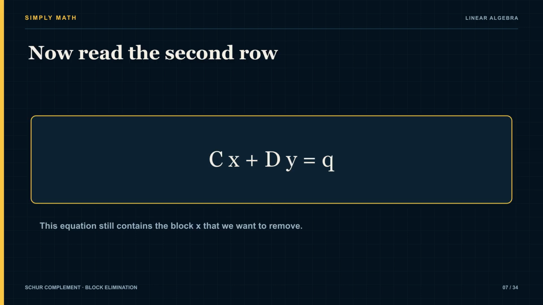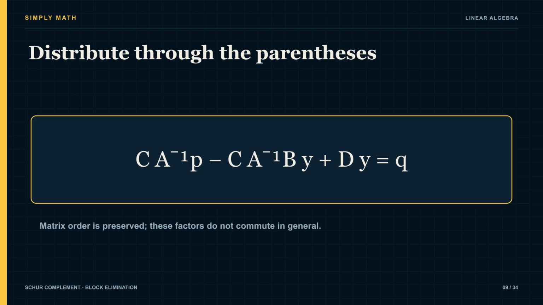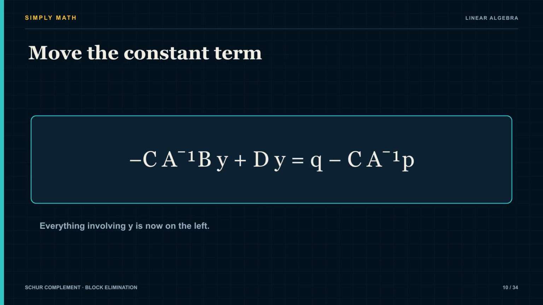The second block row is Cx plus Dy equals q. Substitute the expression from the first row. The variable x is now gone. Distribute CA inverse without changing the order of any matrix factors. Move CA inverse p to the right, leaving both y terms on the left.